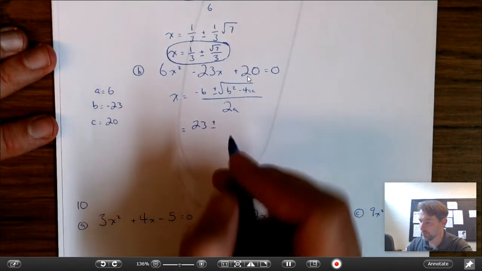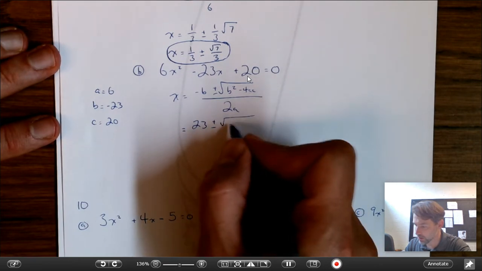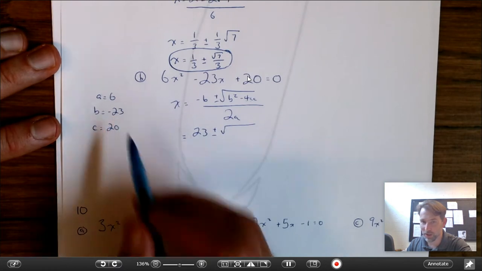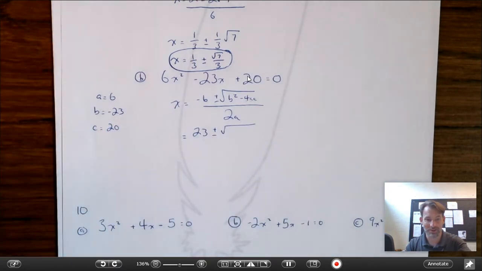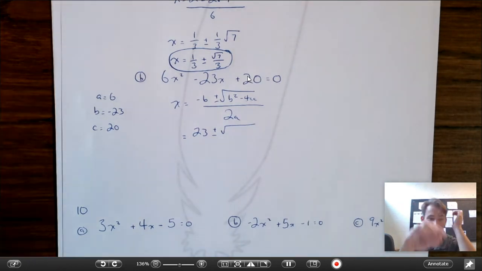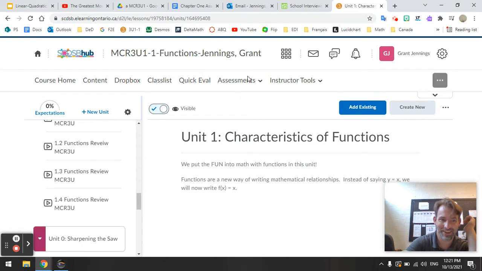So I have minus 480, and I have b squared, so that's 23 squared, which is, oh gosh, what is it? 23 squared. Well, 21 squared is 441, but that doesn't really help me do the mental math.